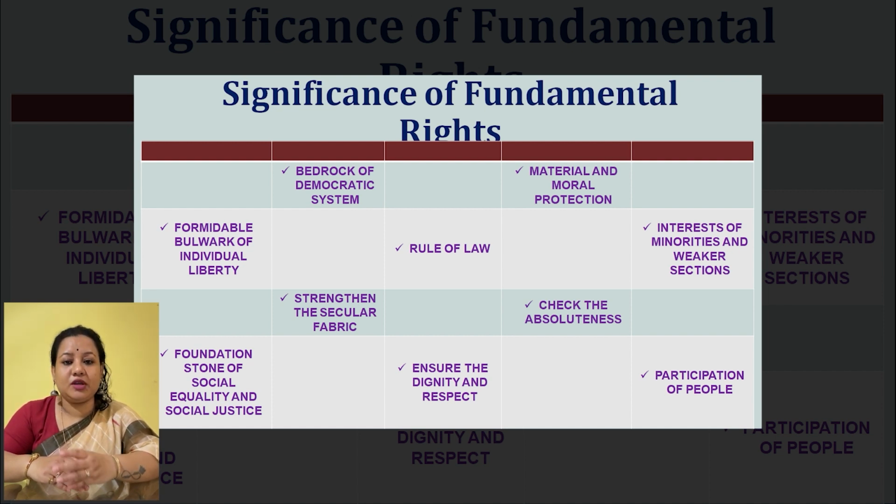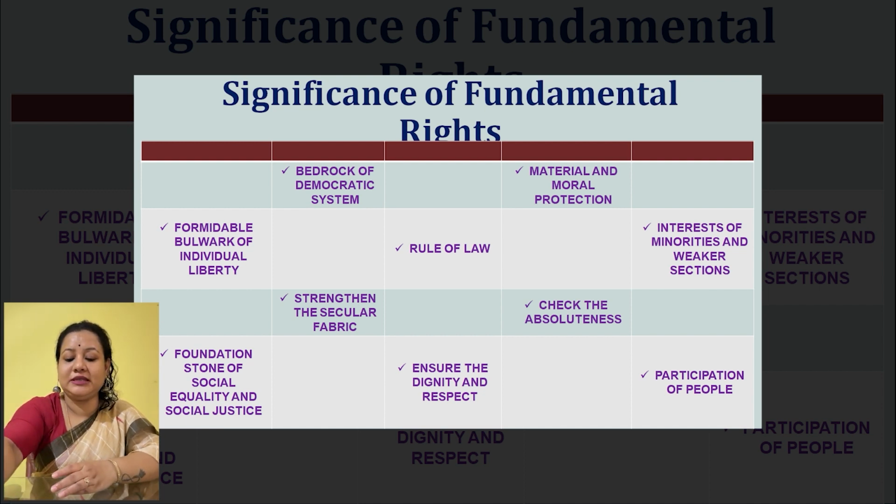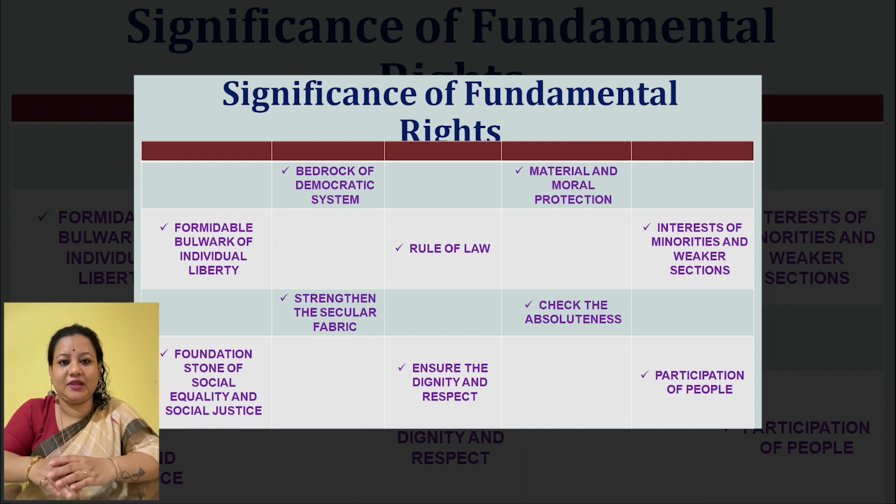How? Because when we discuss right to equality in detail, you will understand that there are some provisions which are dedicated to the weaker sections of society. And also, if you look at Fundamental Rights 4 and 5, you will see that they are dedicated to the minority communities of our country. Next point, the fundamental rights strengthen the secular fabric of the Indian state. That is, again, Fundamental Right 4, right to freedom of religion, from Article 25 to 28.